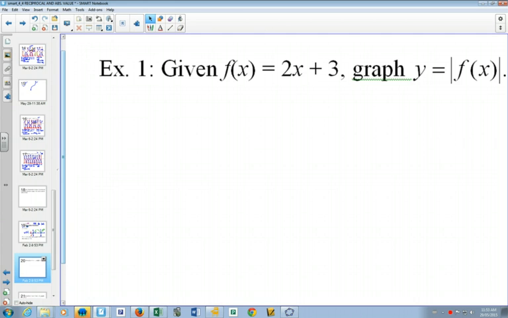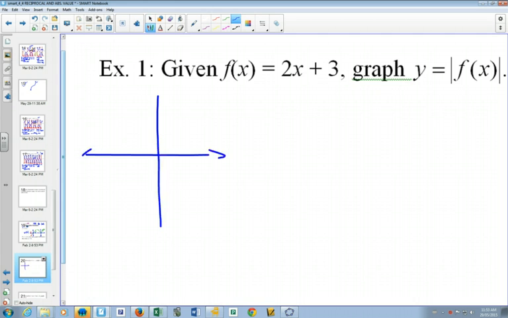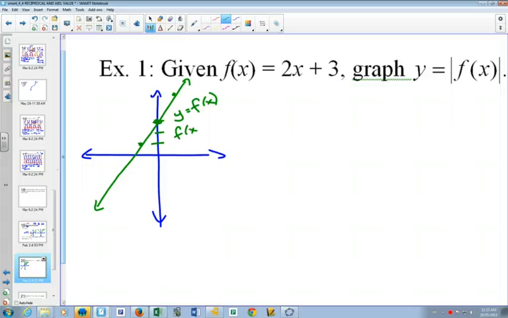So 2x plus 3, that's a straight line. Y-intercept of 3. Slope of 2, sorry. Over 1 up 2, or down 1, down 2 over 1. There's our original function, which is f of x equals 2x plus 3.